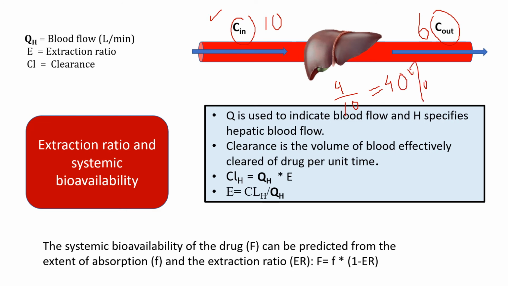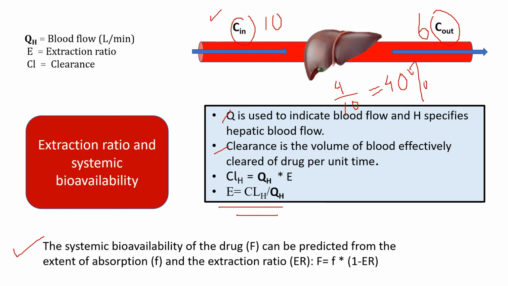The other way to find the extraction ratio is to know the hepatic blood flow. This Q represents the hepatic blood flow, and the clearance is the volume of blood effectively cleared of drug per unit time. So this is the clearance. If you know the clearance as well as the hepatic blood flow, we can measure the extraction ratio. So how is this associated with bioavailability?